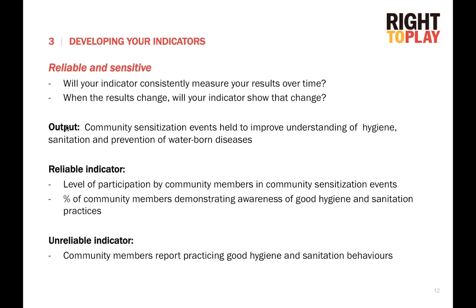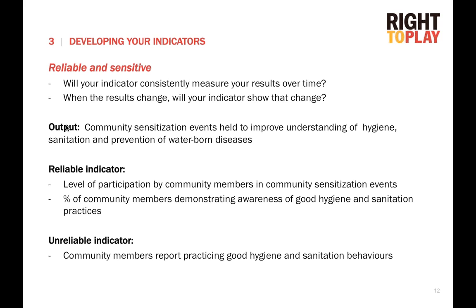As an example of an output here, community sensitization events held to improve understanding of hygiene, sanitation, and prevention of waterborne diseases. An example of a reliable indicator would be the level of participation by community members in the community sensitization events, or percent of community members demonstrating awareness of good hygiene and sanitation practices. An example of an unreliable indicator would be community members report practicing good hygiene and sanitation behaviors. And while this unreliable indicator is related to our results, because it is related to hygiene and sanitation.